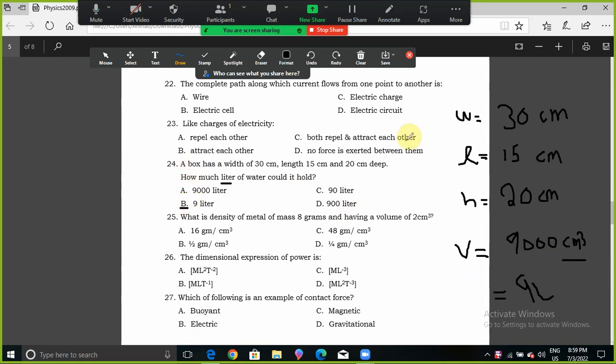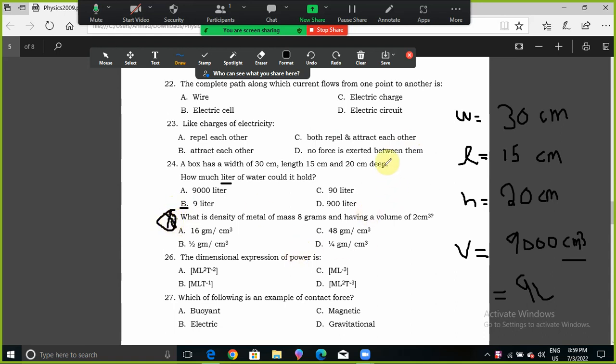Now, in question number 25, what is the density of metal of mass 8 grams and having a volume of 2 centimeter cube? 16 gram over centimeter cube, or 1 over 2 gram over centimeter cube, or 48 gram over centimeter cube, or 1 over 4 gram over centimeter cube. This question has a problem, so skip question number 25.